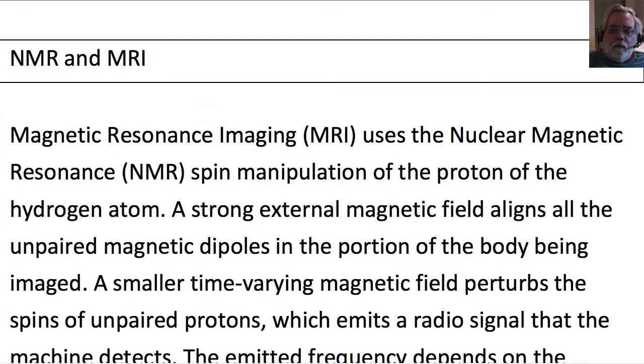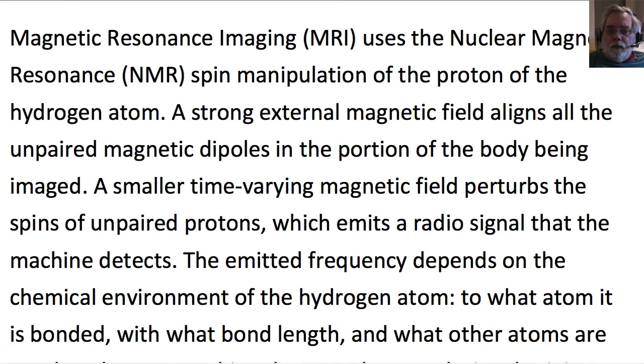NMR and MRI, magnetic resonance imaging, uses the nuclear magnetic resonance, NMR, spin manipulation of the proton of the hydrogen atom. A strong external magnetic field aligns all the unpaired magnetic dipoles in the portion of the body being imaged. A smaller time-varying magnetic field perturbs the spins of unpaired protons, which emits a radio signal that the machine detects.